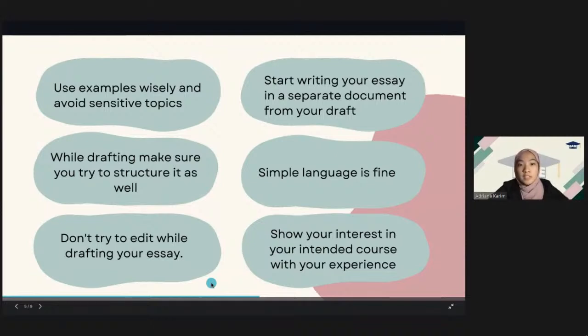Okay, and then lastly is to show your interest in your intended course with your experience. So for example, you wanted to pursue engineering later, right? In your essay, maybe you can include the R&D competitions that you've joined, or maybe some science and maths competition you joined, even if it's at school level. It doesn't have to be big or small as long as it seems personal to you, because essay writing is supposed to be personal.